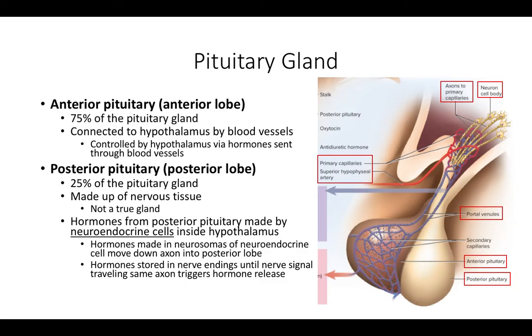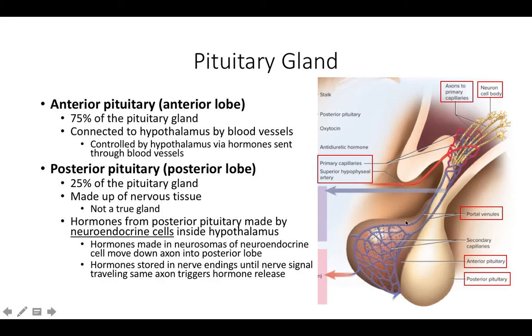The pituitary gland is broken down into two lobes. We have the anterior lobe. I shouldn't compare it to the frontal lobe, because then you'll get confused with the frontal lobe of the brain. Anterior means front of the body, so it's the lobe of the pituitary gland that's in the front. And then we have the posterior lobe back here, or the posterior pituitary gland.